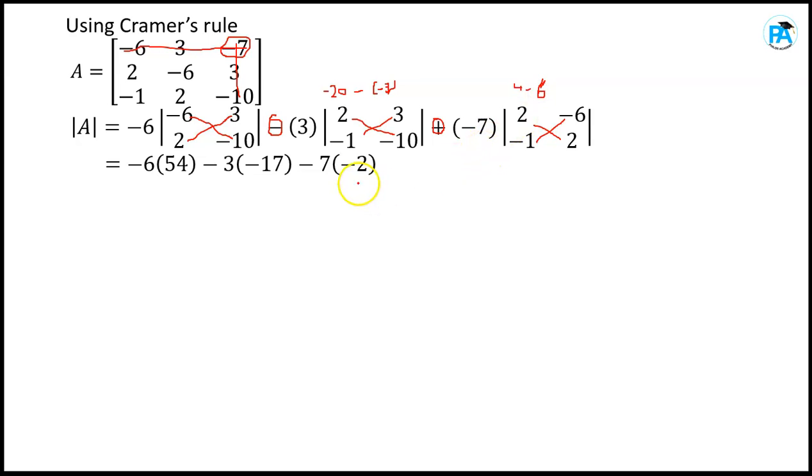Okay, that gives you negative 2, sorry. So you have your negative 2 here. So what you do next is to simplify. When you multiply this with this, you get this. When you multiply this with this, negative 3 times negative 17, you get this. Negative 7 times negative 2, you get this. So you put them together, then you get your answer to be this. So that's the determinant of what? Of A. Are you with me?